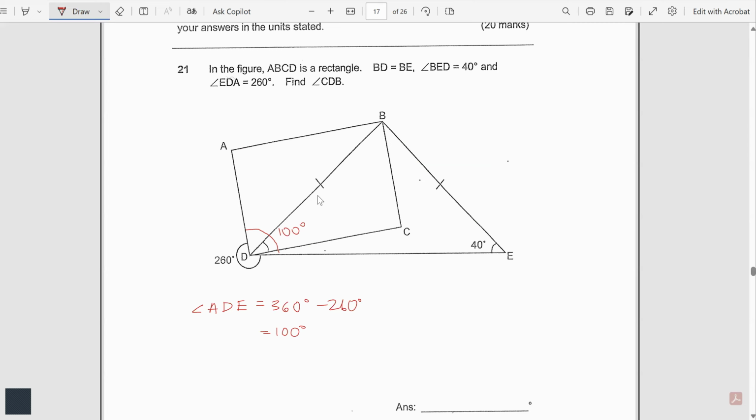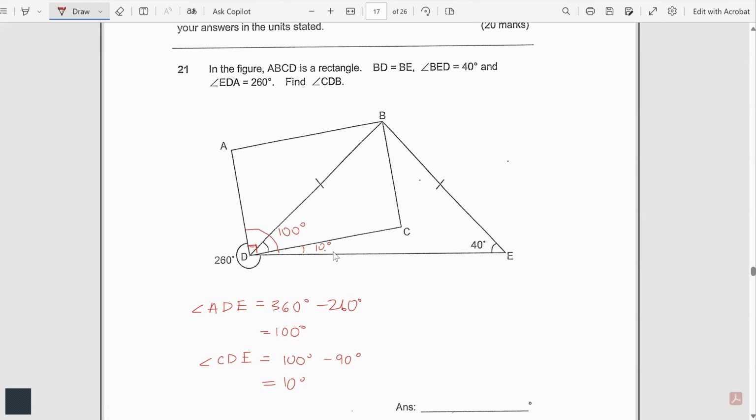Then next, I have a right angle because it's a rectangle. So ADC is a right angle, which means that if I take 100 and minus the right angle, I'm left with CDE. So I find CDE. Okay, because this is a right angle. So 100 minus 90 equals 10 degrees. So this here is 10.